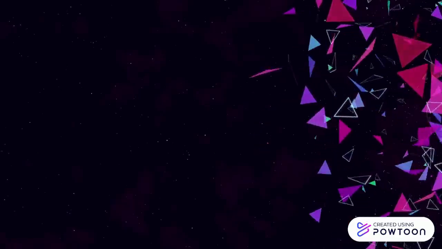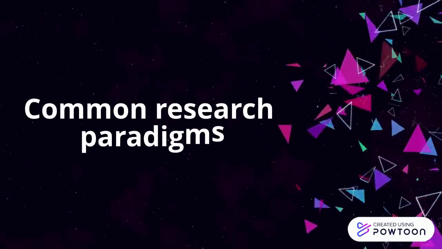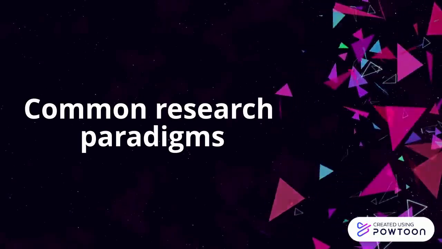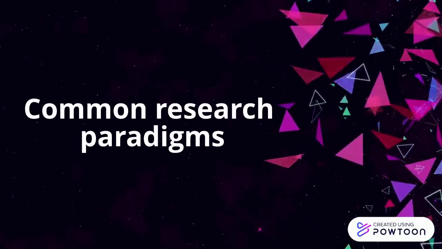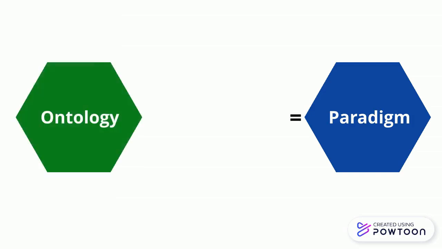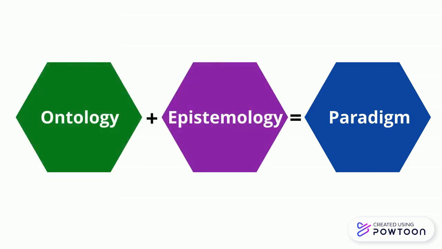Hi, in this quick video I will explain the common research paradigms. Understanding what I mean when I say research paradigm is important. In research, a paradigm combines your ontology and your epistemology. Ontology refers to what you think reality is, while epistemology refers to how you think that reality can be known.